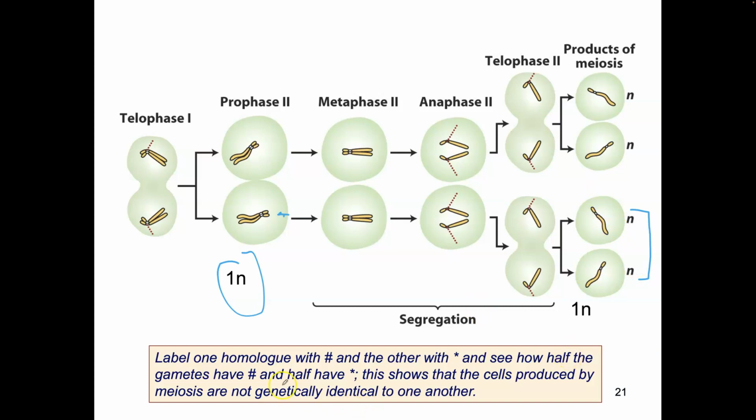And again, this is just a suggestion, but if you were to label one of the homologs with a hashtag and another with a star or something, you could even put nucleotide differences or allele differences, and you could see how the cells produced by meiosis are not genetically identical to each other. And you could go right back to meiosis 1 and start by labeling the homologs that way.